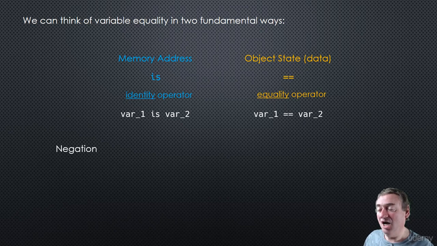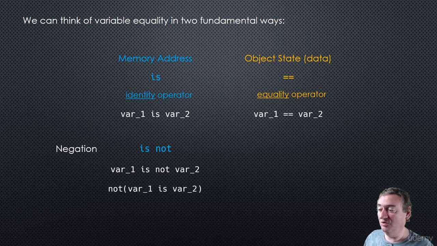Now, if you want to test the opposite, if you want to test that the memory address of one variable isn't the same as the memory address of the other variable, then you can use the special operator is not. You can use it this way: val1 is not val2, and it will again return a Boolean true or false. Now, you don't have to use is not. If you want, you can just say not val1 is val2. That's one alternative way of checking. But preferably use is not.